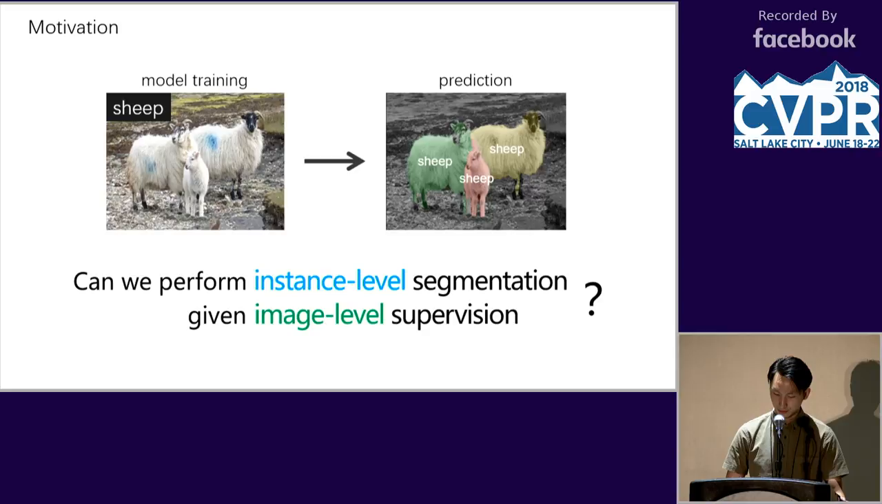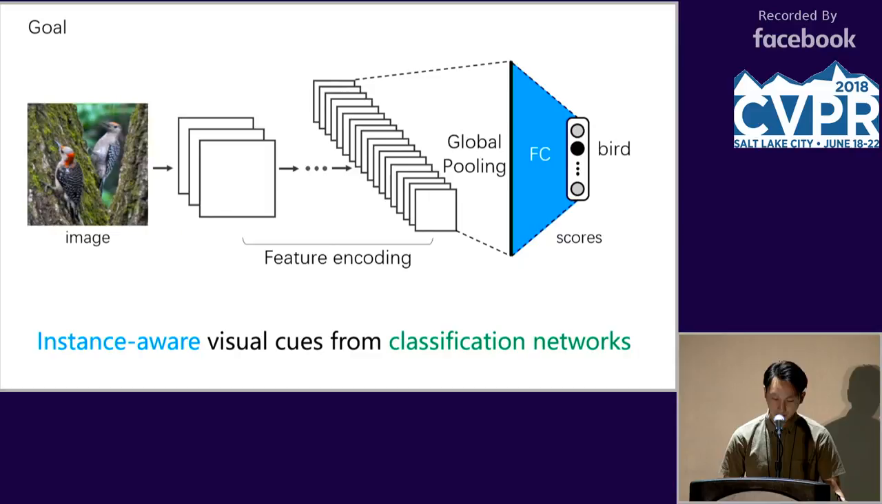To address this challenging task, we propose to explore instance-aware visual cues from classification networks trained with image-level labels only.